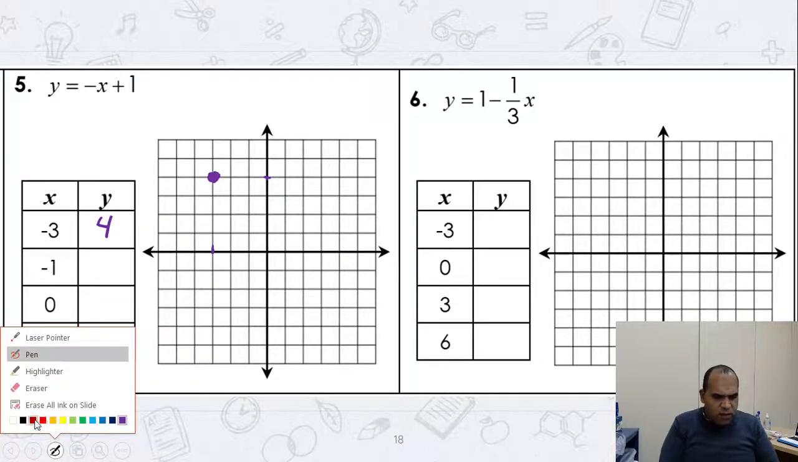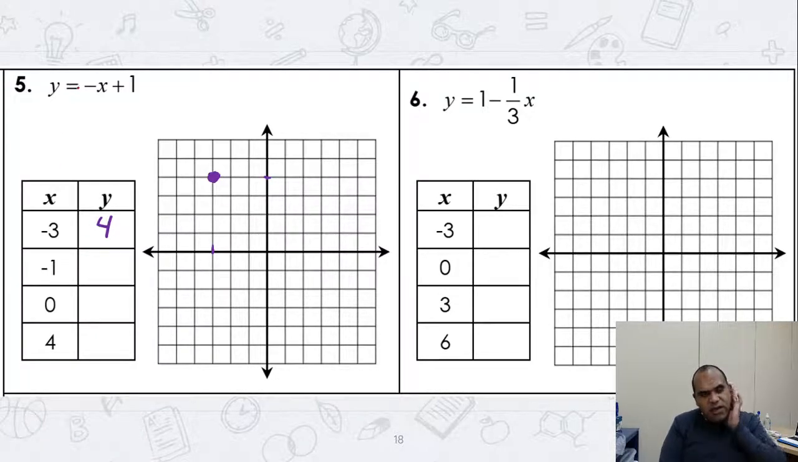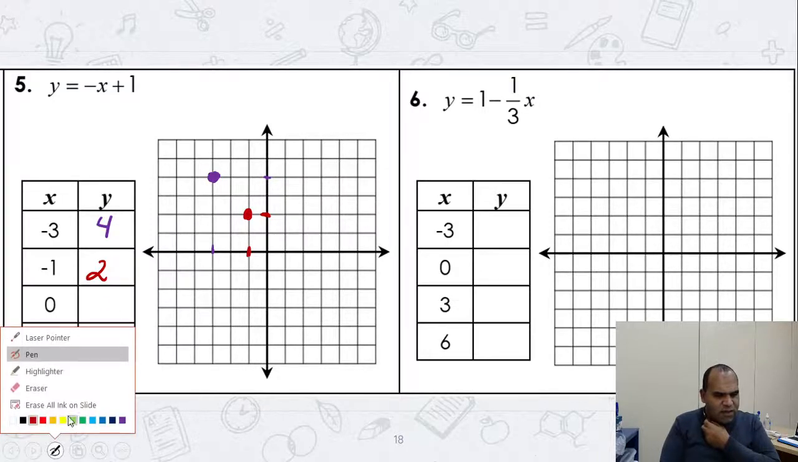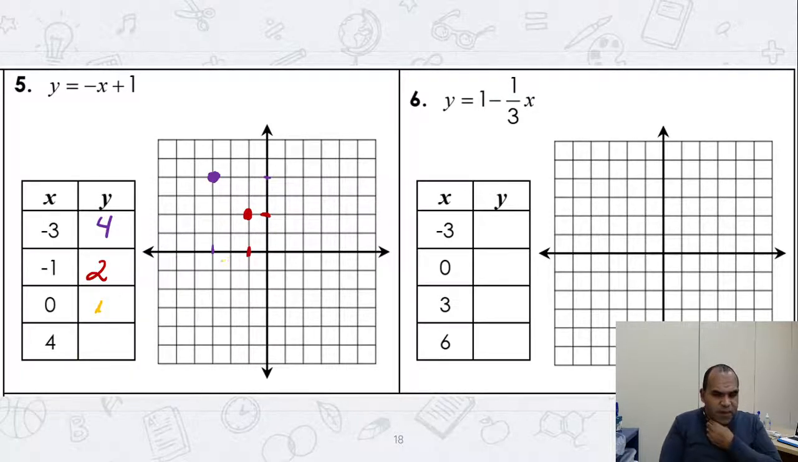The second one is negative 1: negative times negative 1 is positive 1. 1 plus 1 is 2. Here is negative 1 in x and 2 positive over here. Great. Next is 0. Negative 0, no, I don't have it, just 0. 0 plus 1 is just 1. And here's 0 in x, okay, 0 in x over here. 1 in y, you are over here. And here's the graph.